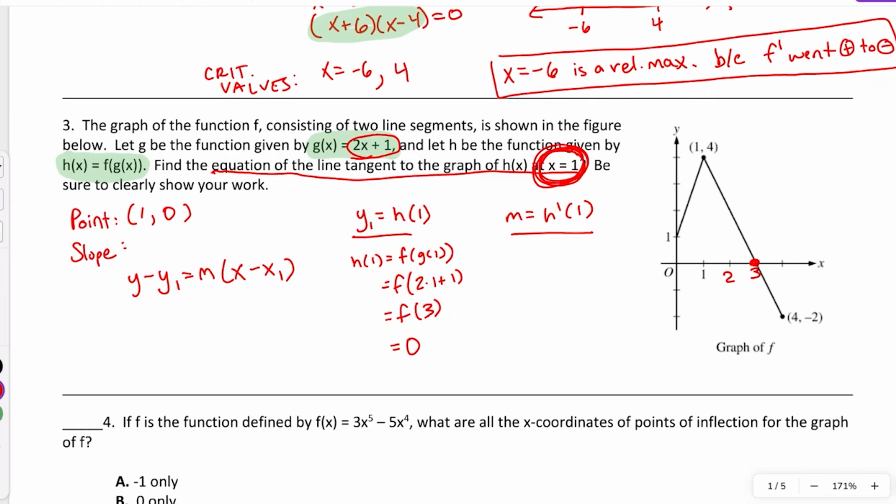To find the slope, first I need to find the derivative of h. So h prime, and I only need to use chain rule here, is f prime, or the derivative of f in terms of g, times the derivative of g. So h prime of 1 would be f prime of g of 1. We evaluated that earlier, so we won't have to do that again, times g prime of 1.